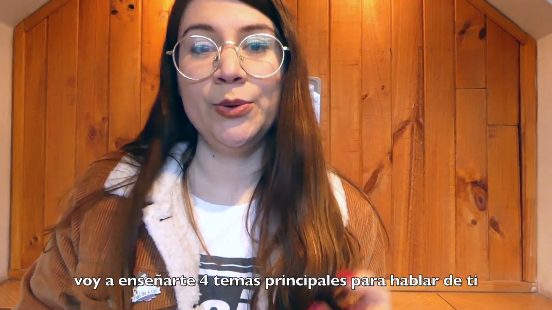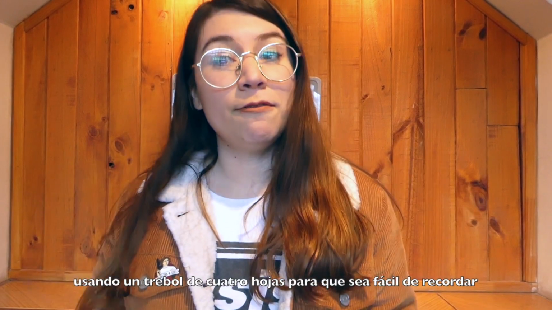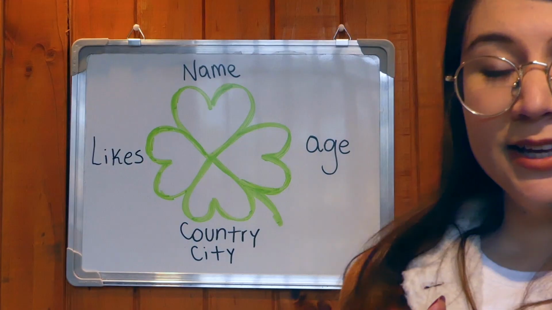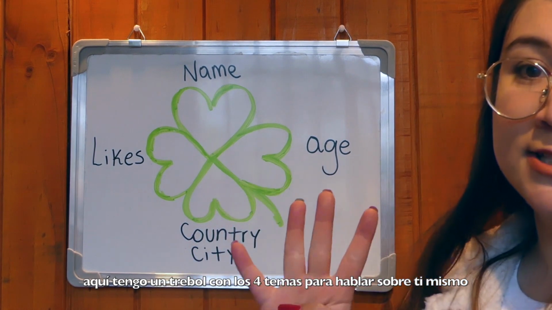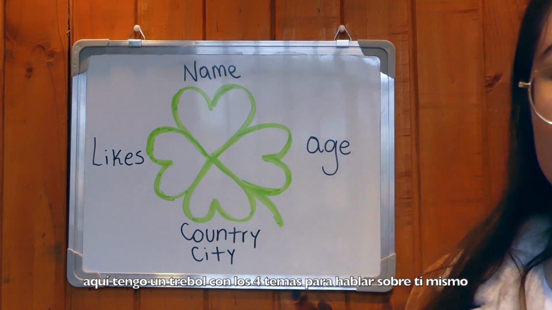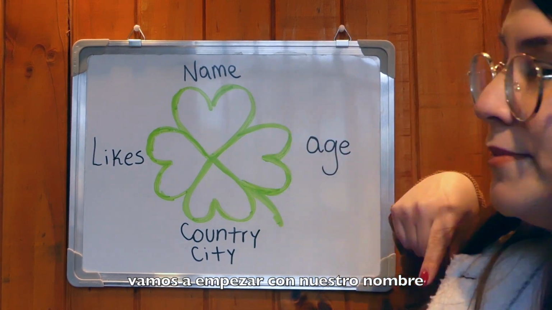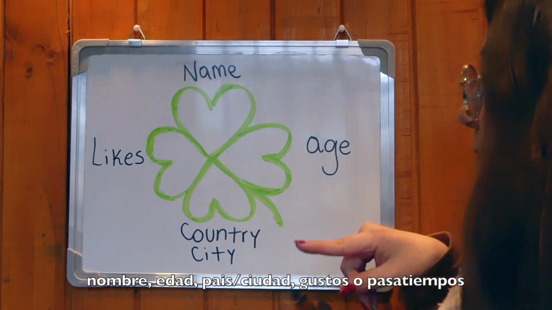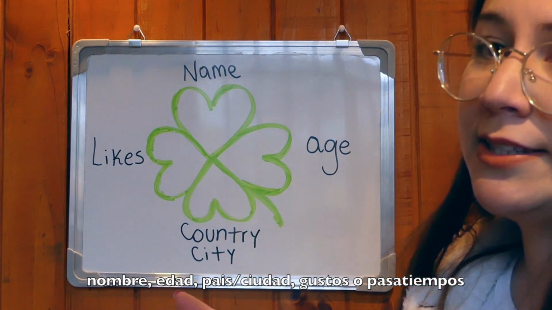I'm going to teach you the 4 main topics that you can say about yourself using a 4-leaf clover, so maybe it is easier for you to remember. So look at here. Here I have a 4-leaf clover, and we have the 4 main topics that we can use to talk about ourselves. So we're going to start obviously with our name, okay? We have our name, our age, our country or city, and our likes or hobbies.